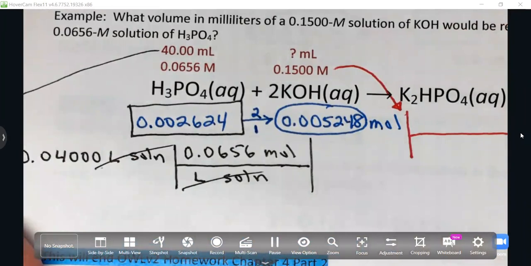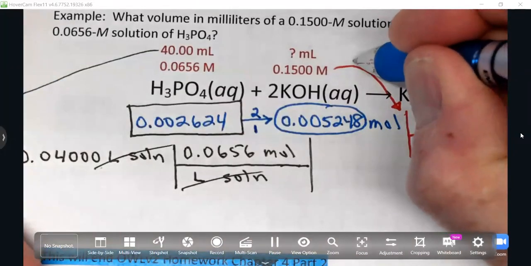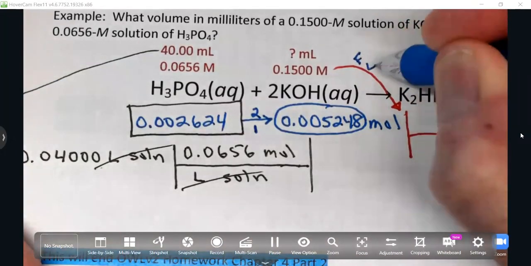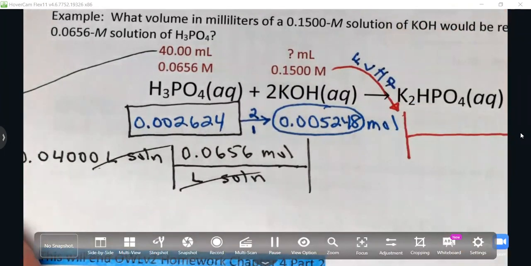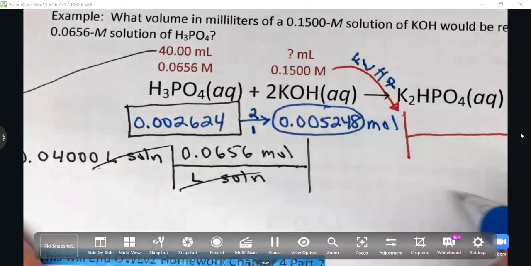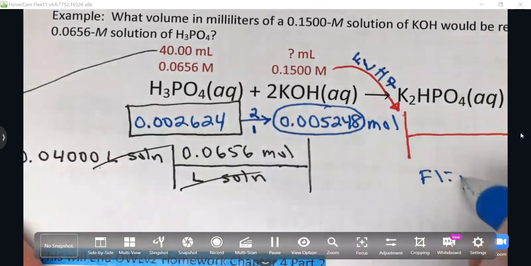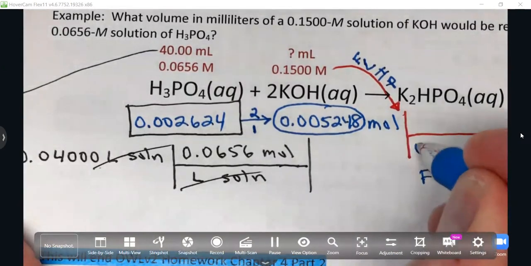We need to flip this again, right? Otherwise, we're going to end up with mole squared. So we need to flip this. So I'm going to write flip, I guess. We're going to flip that. I don't know, it looks ugly. I think I'll just write it right here. How about flipped? I'm going to write flipped now. Maybe that's better.